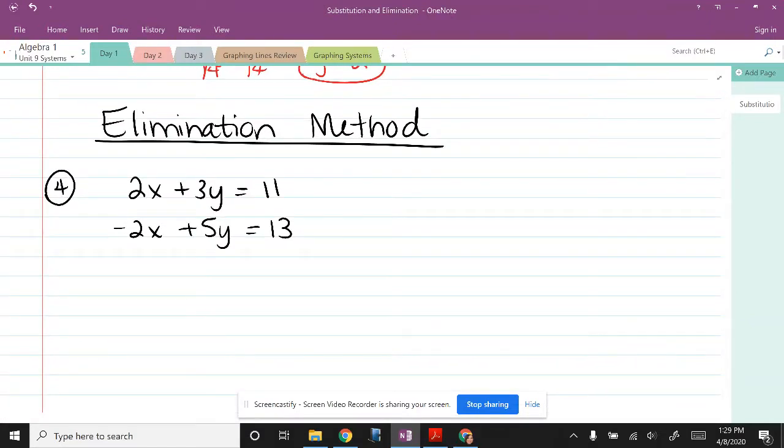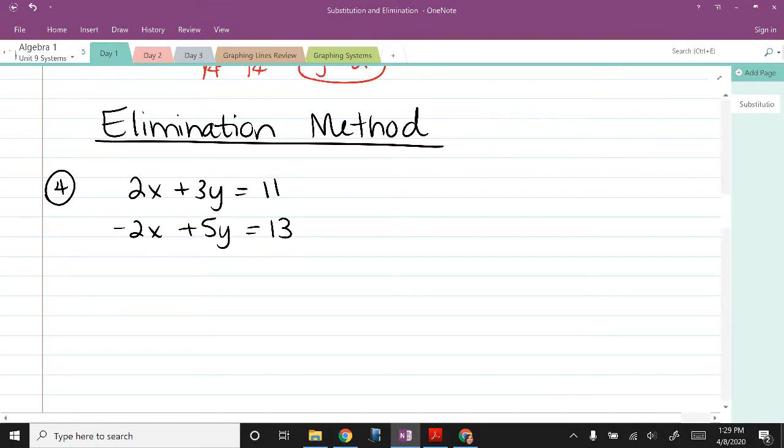Okay, so in this lesson, we're going to continue on with systems of equations, and we're going to do another algebraic method to solve a system of linear equations, and that is called the elimination method. This one is kind of similar to the substitution method that we just did, but we're going to do it a different way.